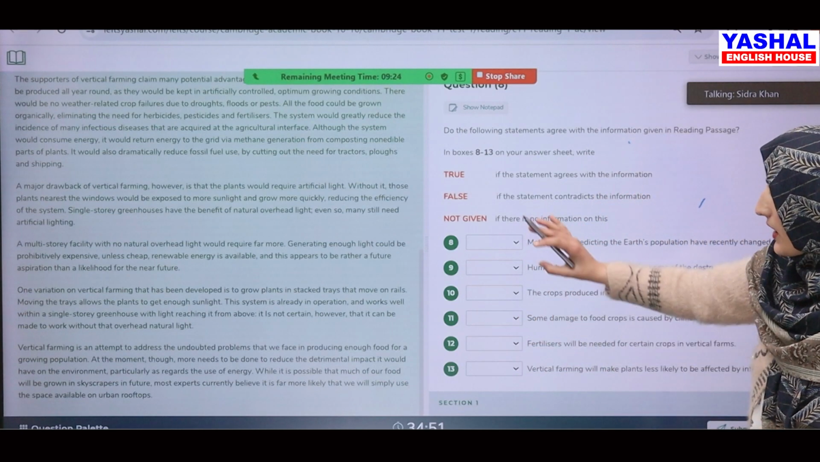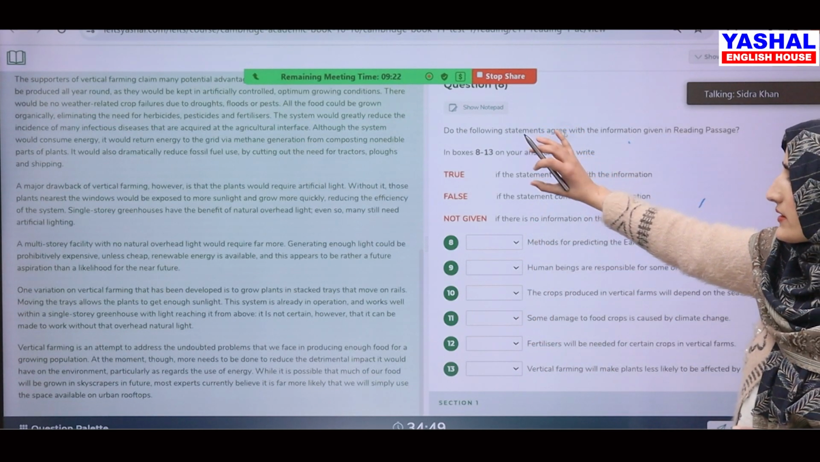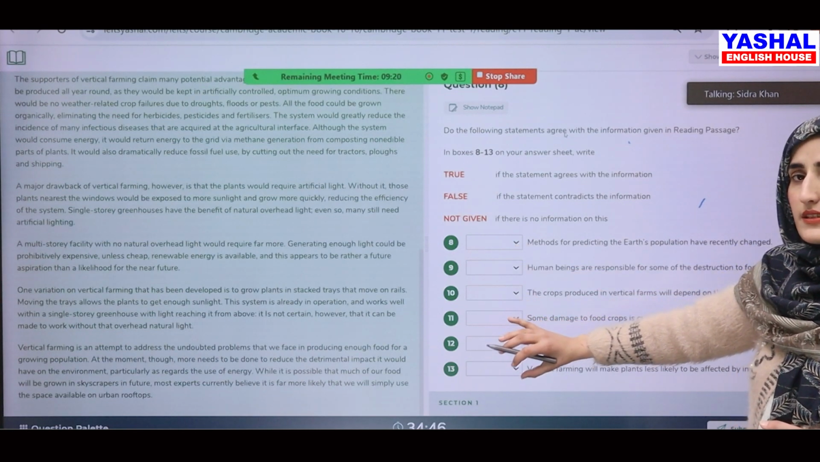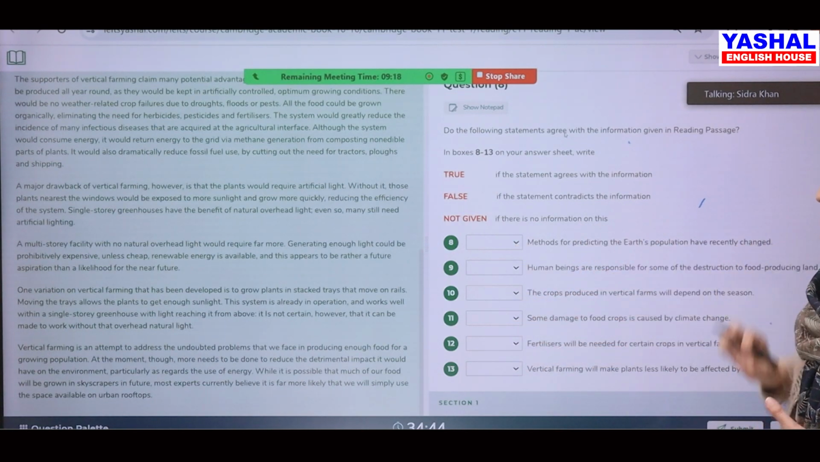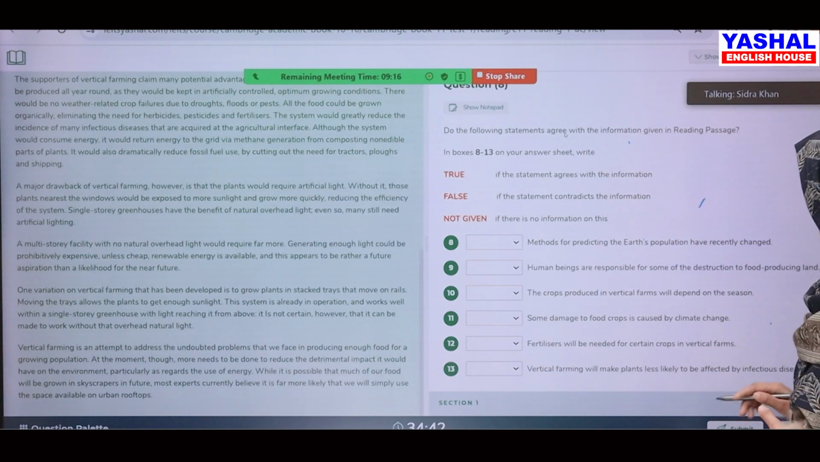Okay, just like fill in the blanks, आपको true, false, not given भी सारे sequence में मिलेंगे. Methods for predicting the Earth's population have recently changed.